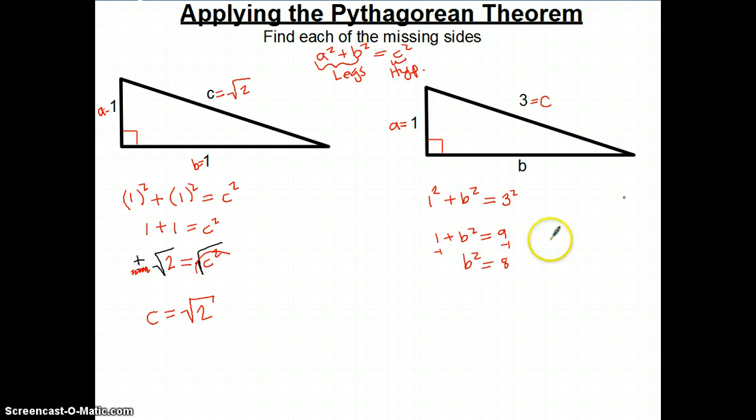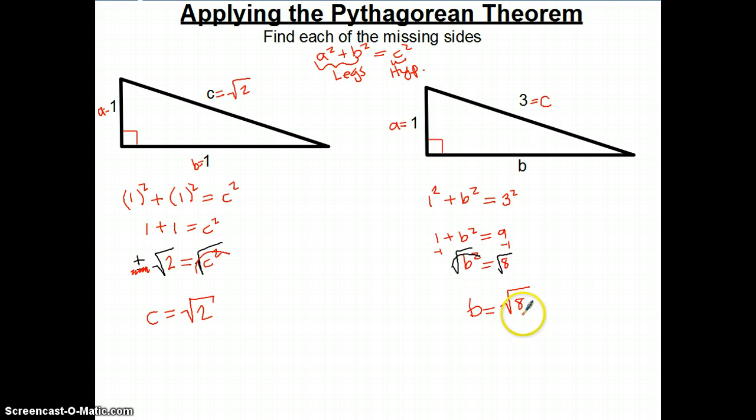From here, I go ahead and square root both sides. We don't need the plus or minus because since we're talking about a length, as we saw before, our result is going to be positive regardless. So on the left, I have B, and it equals the square root of 8.